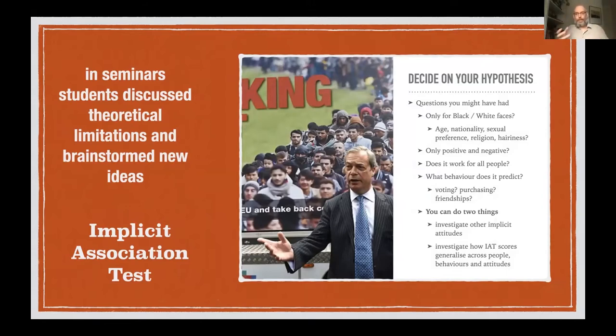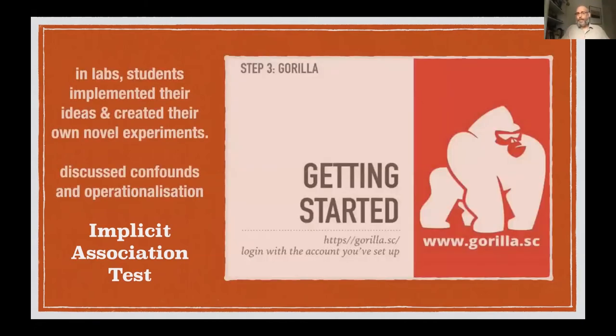Is there an association between sports people of different race and these different qualities? So they thought through their own ideas. They were incredibly creative with the different types of prejudice they could test, and they developed their own experiments. Then they implemented these in Gorilla.